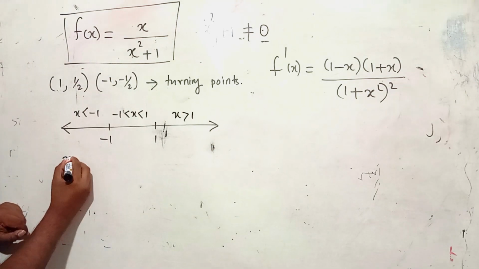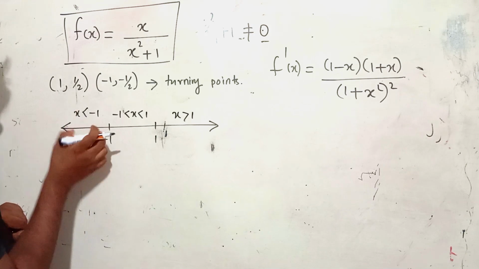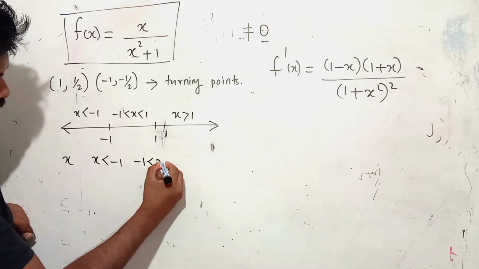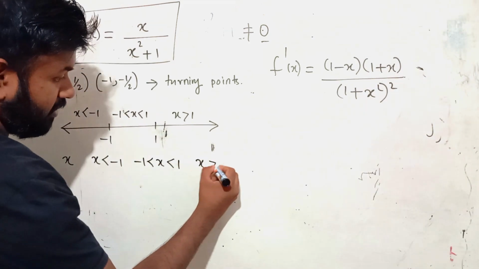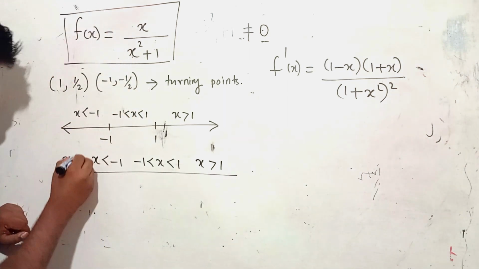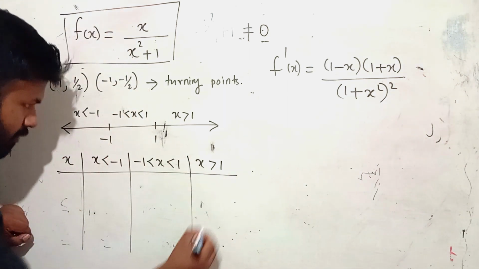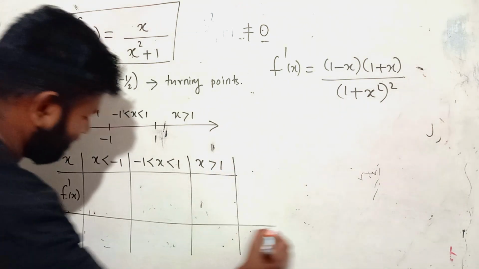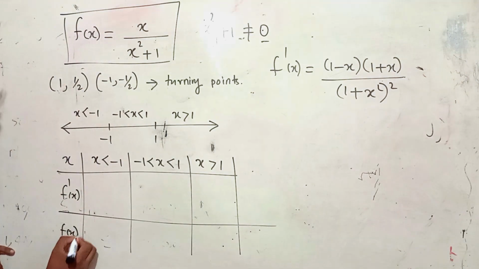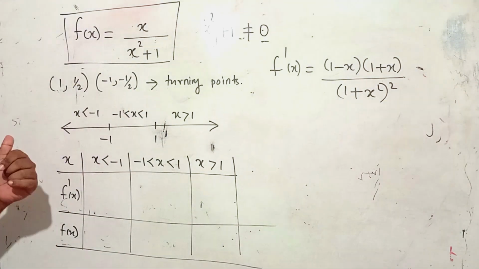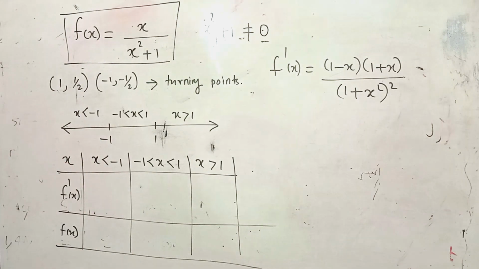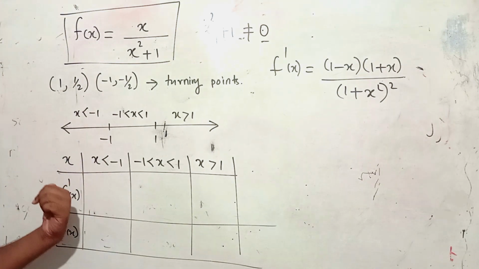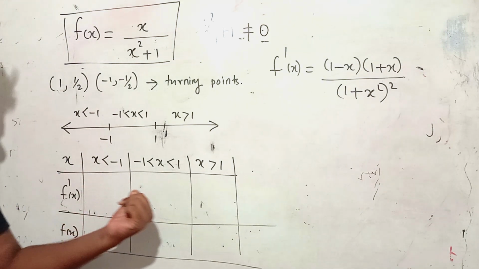So you have to draw the table. The first region is denoted as x smaller than minus 1. x is in between minus 1 and 1. And this region is x greater than 1. Right? So you have to complete the table. In this table, the second row should be the first derivative f dash x. The third row has to be f x. So the next step is you have to find the sign of f dash x. You have to show whether it is plus or minus in these sections.